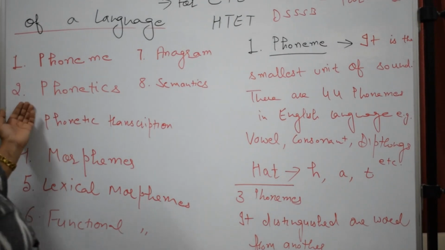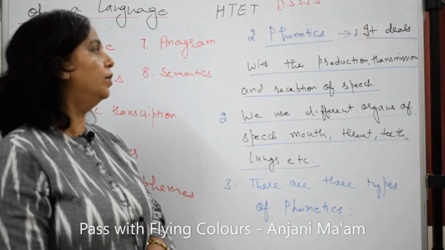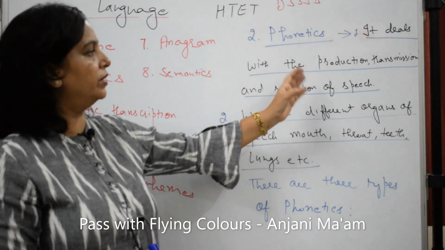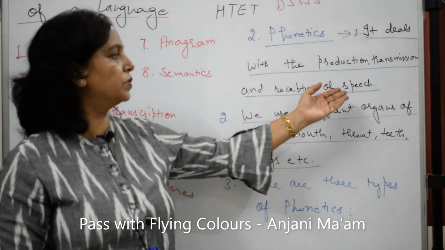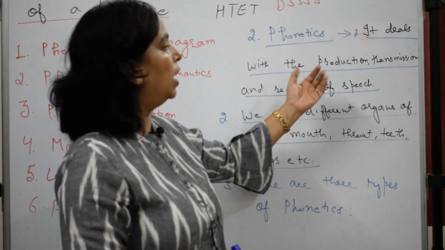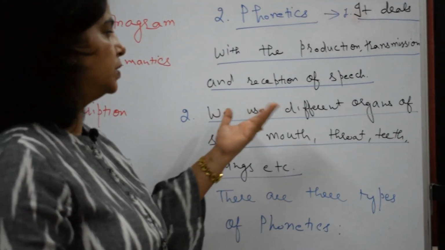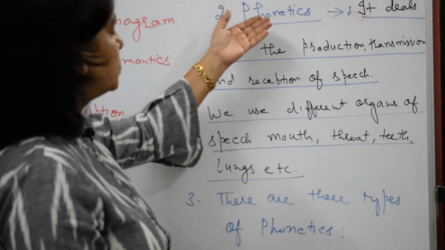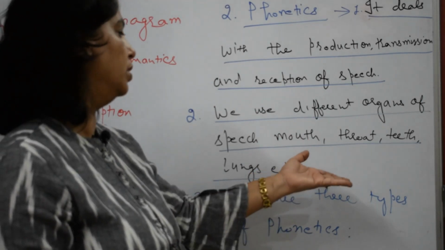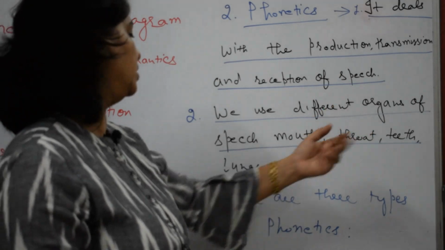Let's see the second word, that is phonetics. The second component of language is phonetics. It deals with the production, transmission and reception of speech. It means whenever we speak, how the words are produced, how they are transmitted from one person to another, how we receive that speech. The second characteristic of phonetics is that we use different organs of speech like mouth, throat, lungs, teeth. कुछ वर्ड्स माउथ से बोले जाते हैं, कुछ थ्रोट से, कुछ टीथ से, कुछ लंग से.